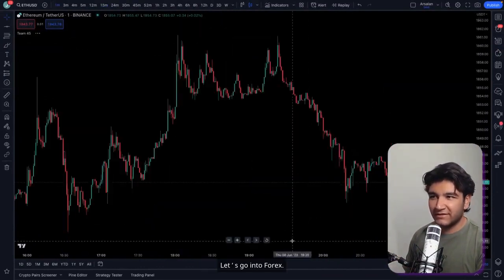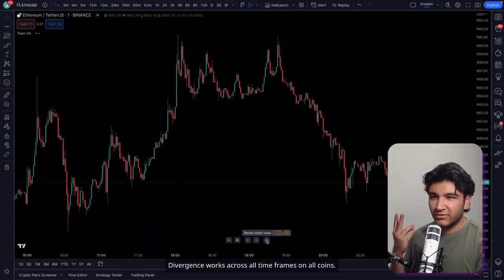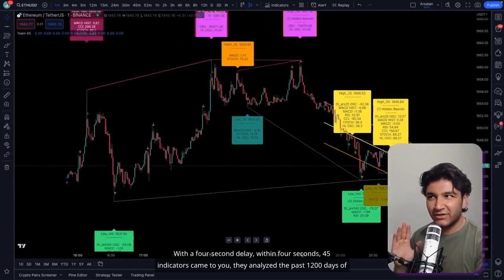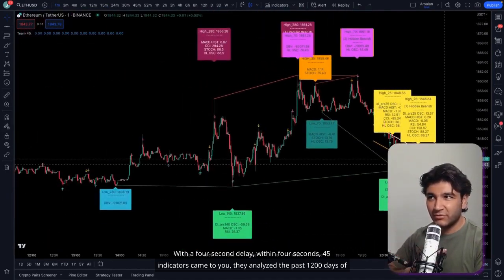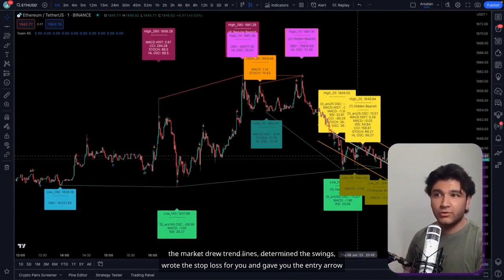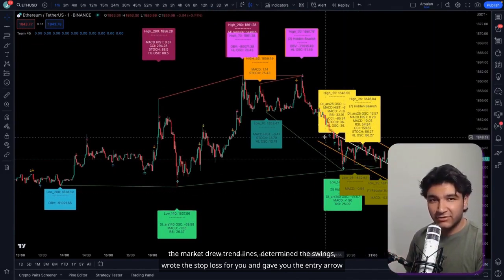Want to trade Forex? Let's go into Forex. Divergence works across all time frames, on all coins. Within 4 seconds, 45 indicators analyzed the past 1,200 candles of the market, drew trend lines, determined the swings, wrote the stop loss for you, and gave you the entry arrow.